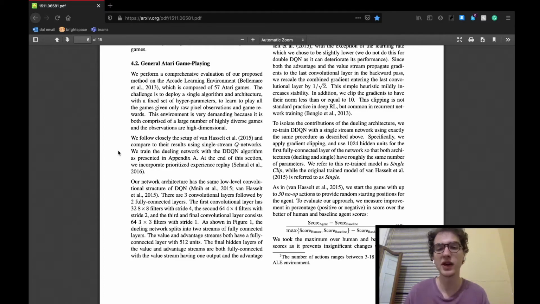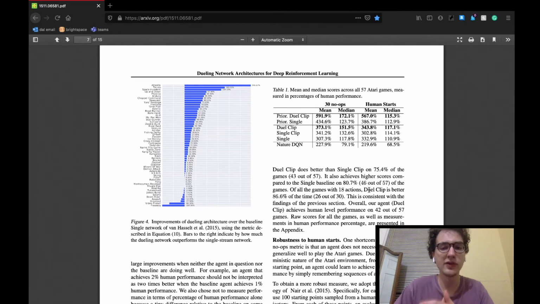They start the agents in random starting states of the game and measure improvement in percentage in score over the better of human and baseline agent scores. Finally, the moment we've all been waiting for, shown here in figure 4, the dueling network is shown to outperform the single streamed architectures which it was being compared against, showing dramatic improvement across around 75% of the games played.